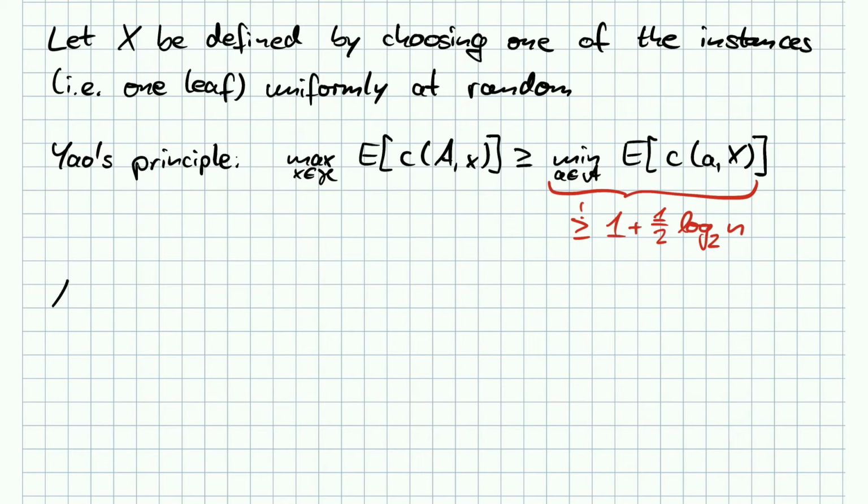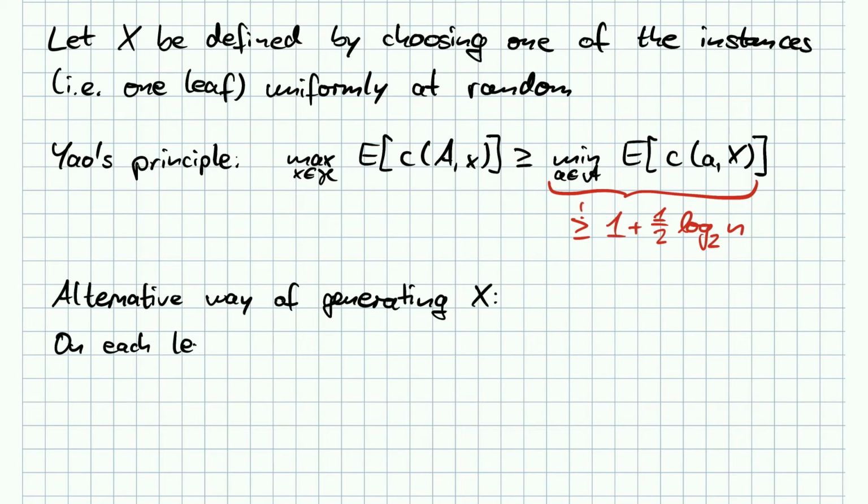We can also interpret this in a different way. So an alternative way of generating this random instance X would be: on each level we flip a coin, and we go left or go right with the same probability.